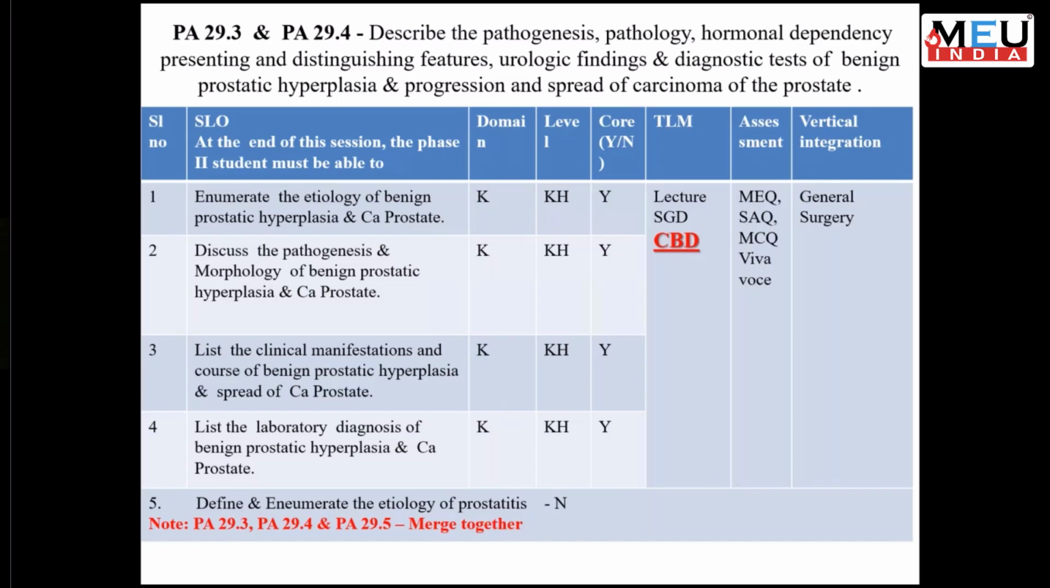At the end of this lecture session, the second MBBS student must be able to enumerate the etiology of benign prostatic hyperplasia and carcinoma of prostate, discuss the pathogenesis and morphology of benign prostatic hyperplasia and carcinoma of prostate, list the clinical manifestations, course of benign prostatic hyperplasia and spread of carcinoma of prostate, and list the lab diagnosis for benign prostatic hyperplasia and carcinoma of prostate. These are all at the knowledge domain level, the level is knows how, and all are core competency.